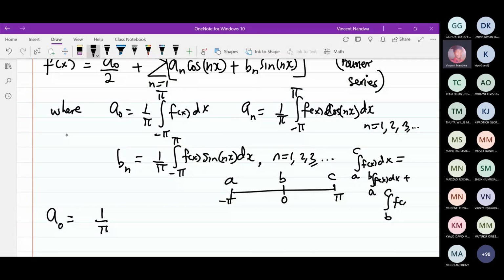So we'll have 1 over pi from minus pi to 0 of f of x dx plus 1 over pi from 0 to pi f of x dx. We will have as well done the integration from minus pi to pi, but we split it in 2 parts because the function is piecewisely defined.